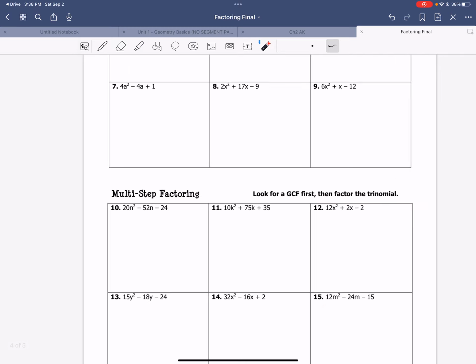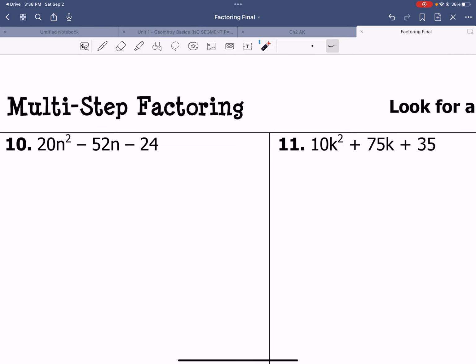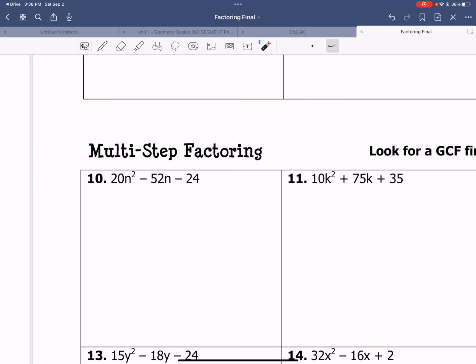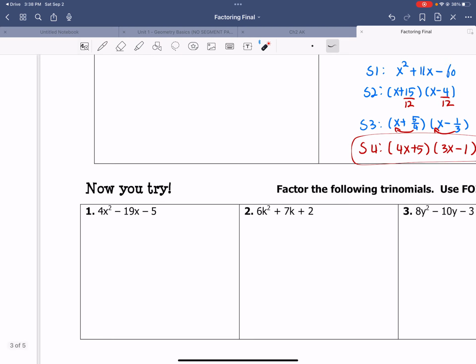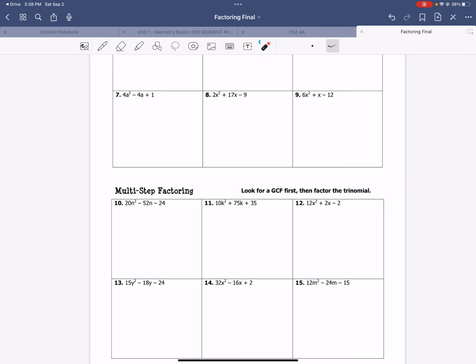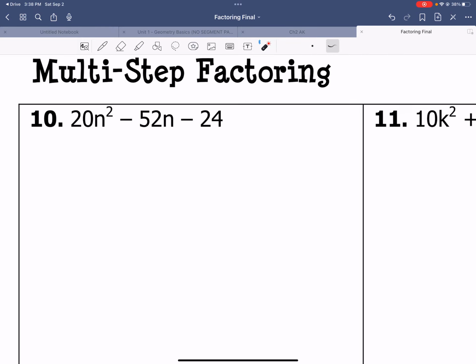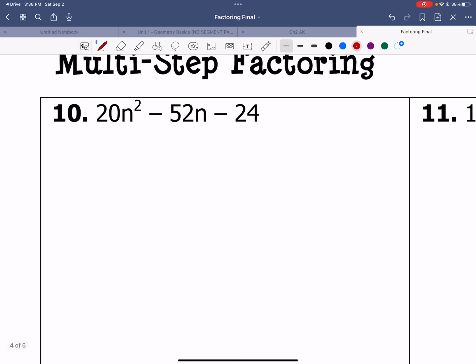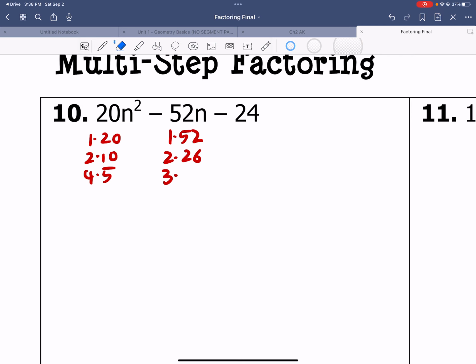Now let's do this part. What if you have a GCF? So here, again, I will go over one traditional method and one regular method. If I go over the traditional method, you have to find all the factors for all 3 numbers, like 1 times 20, 2 times 10, 4 times 5, and for this one, 1 times 52, 2 times 26, 3 does not go in there, 4 times 13, right?